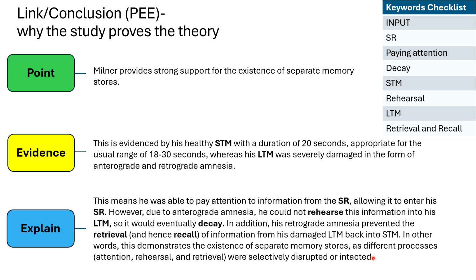But the main concept is that because one of the stores was damaged and the other wasn't, it indicates the existence of different stores. And because some processes were damaged and some others were not, it also indicates the existence of different processes. So for example, he could not rehearse information into his LTM, but he could pay attention to information in the sensory register, and so it would enter his short-term memory.